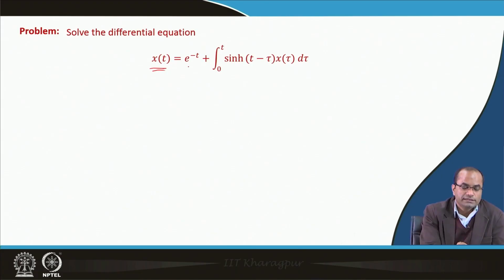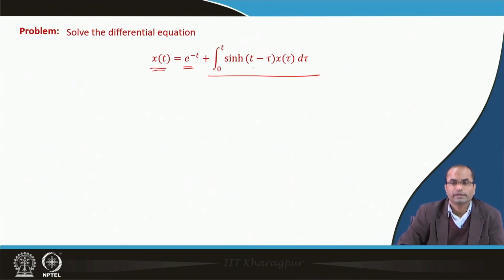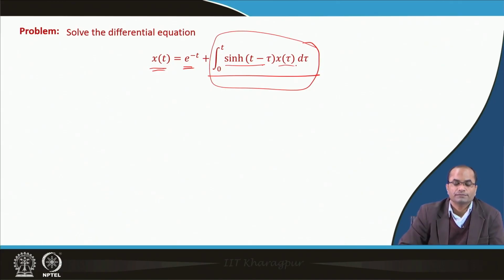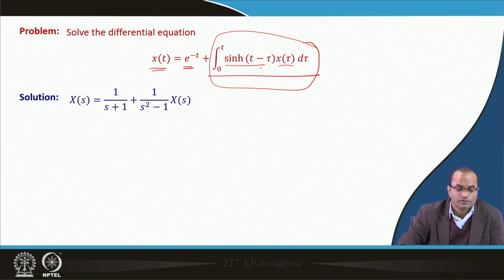Here we have x(t) is equal to e^(-t) and sinh(t minus tau) x(tau) d tau. So, again we have a similar situation that this is a product of these two functions. So, the convolution product, and then we can apply the convolution theorem. So, that will be the product of the Laplace transform.